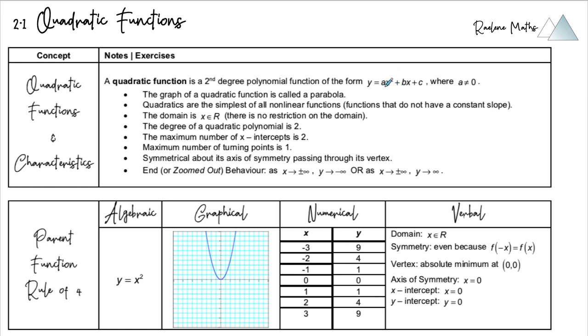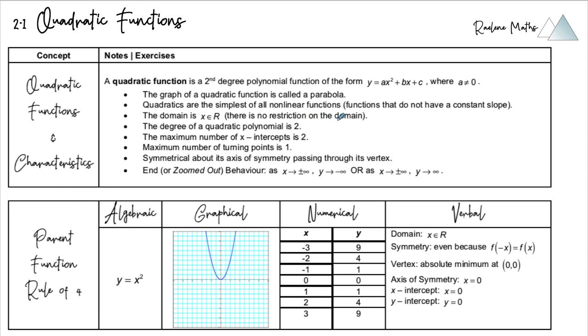But as long as a is non-zero, either positive or negative, the graph of a quadratic function is called a parabola. Now the parent function has an a value of positive 1, and we have a concave up parabola. But if a is negative, we would have a concave down parabola. Quadratics are the simplest of all nonlinear functions, which are functions that do not have a constant slope. So this is the simplest of all nonlinear functions.